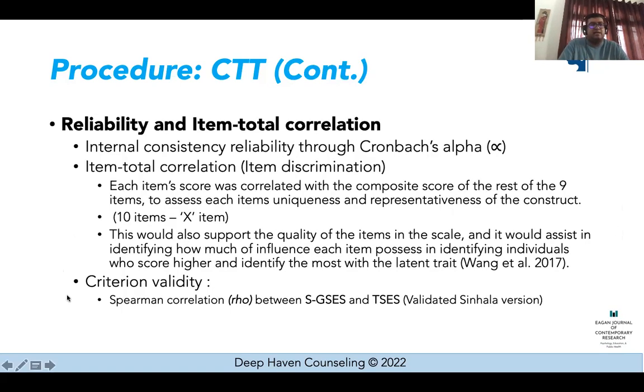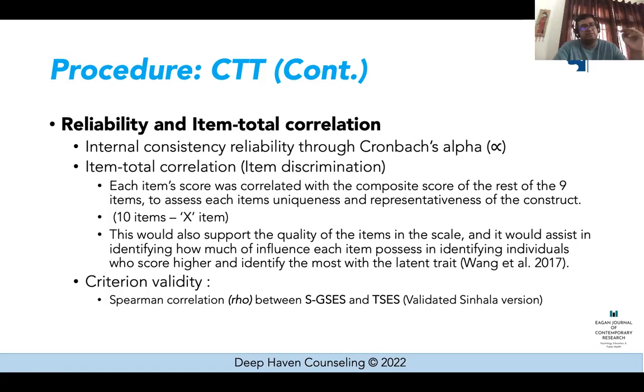So reliability and item total correlation. In the first research, we didn't do this, but in the second research, we did this one. So item total correlation is another effective thing to see which items are problematic in your scale. So internal consistency reliability was done through Cronbach's alpha. Then we did the item total correlation. So what is this item total correlation? Here, each item score was correlated with the composite score of the rest of the 9 items to assess each item's uniqueness and representativeness of the construct.